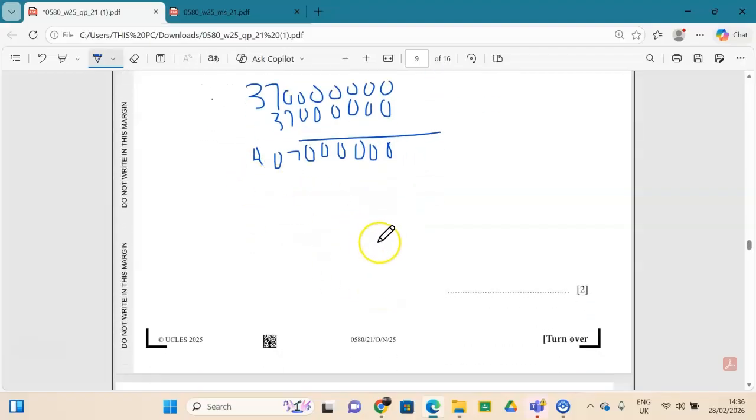So I can just write this in standard form to avoid any form of mistake. I'm going to have 4.07 times 10 raised to the power of, how many digits moved? We're moving from here to here. 1, 2, 3, 4, 5, 6, 7, 8. And it's just that simple.